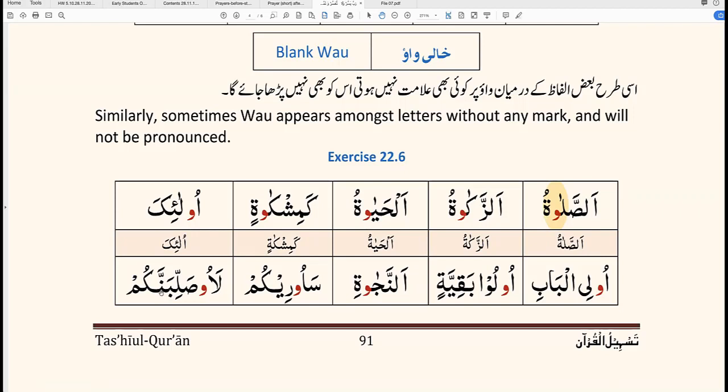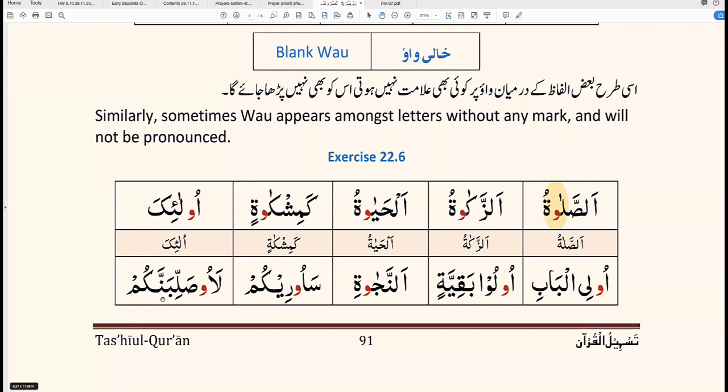Ana. It's a noon. Okay. The noon carries a tashdid. Well done. So this noon is going to join with Taba. Well done. Okay. What other thing is going to happen to this noon? It carries a tashdid.